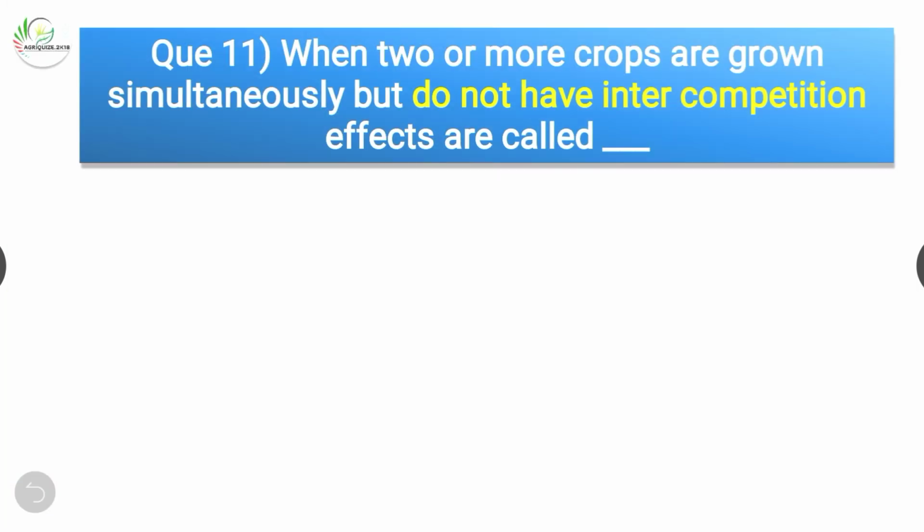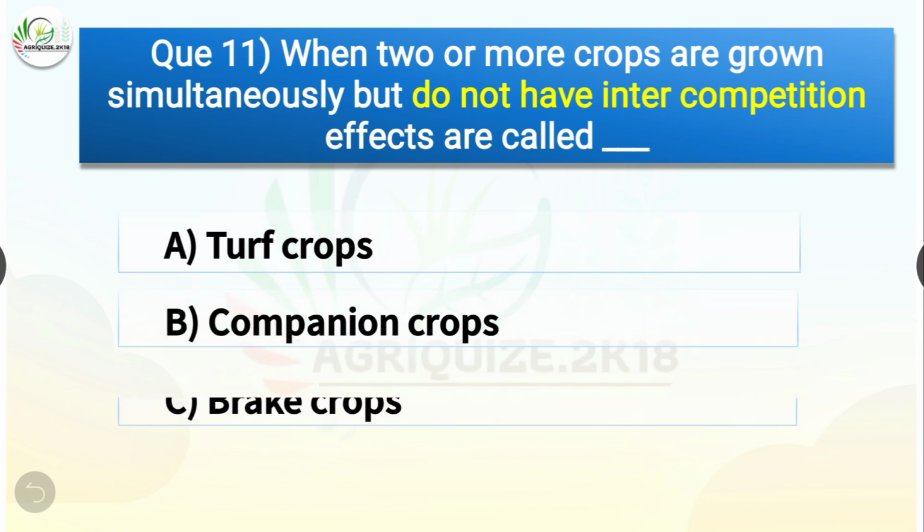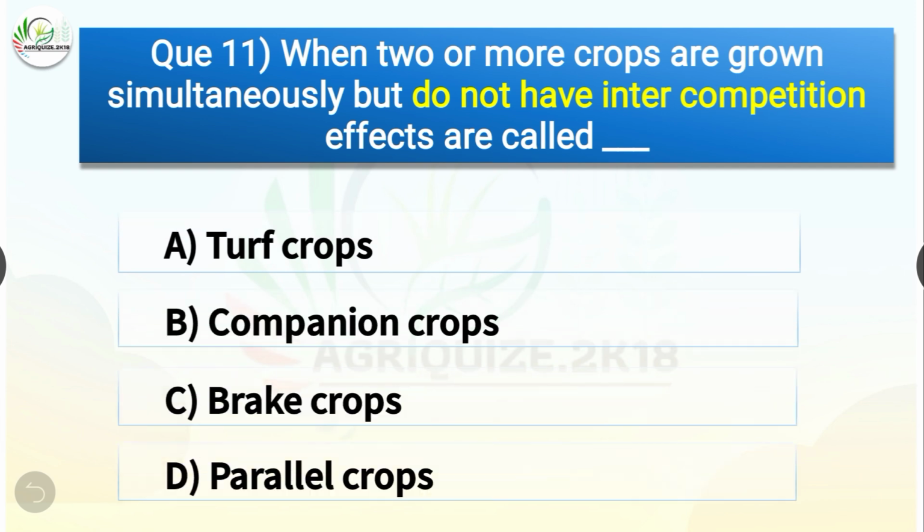Question number 11. When two or more crops are grown simultaneously but do not have intercompetition effects are called dash. The options are turf crops, companion crops, break crops or parallel crops. The correct answer is option D, parallel crops. So when two or more crops are grown simultaneously but do not have intercompetition effects, they are called parallel crops. When two crops are grown at the same time in a particular land parallel to each other, but those crops have different growth habits, no competition, and they can express their full yield potential, then it is called parallel cropping.